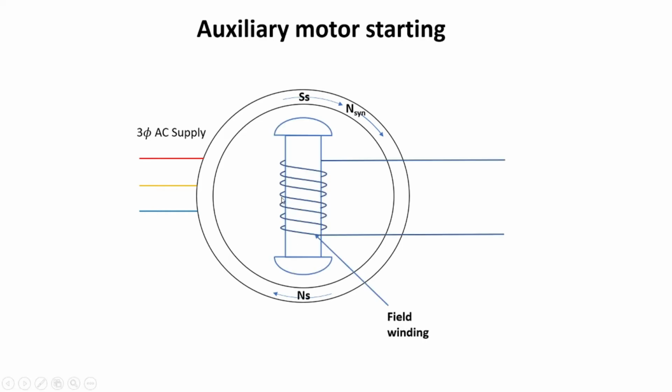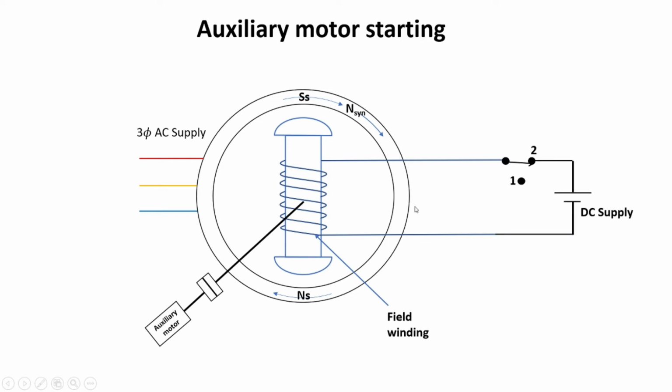The rotor has a field winding. This field winding is energized by means of DC supply. And the rotor is coupled mechanically to the auxiliary motor. So if the auxiliary motor is energized, the rotor of the synchronous motor also starts to rotate. Whenever the speed of the rotor reaches near synchronous speed, whenever the field winding is energized, rotor poles are induced.